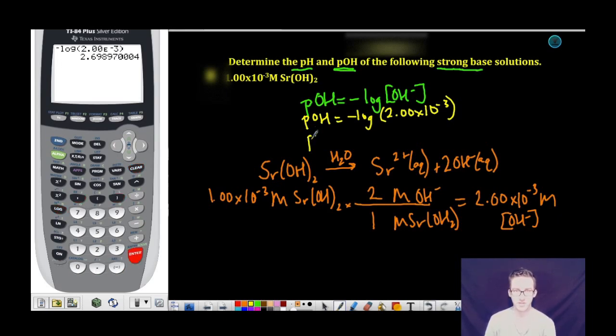My pOH value, notice I have 3 total sig figs, so I'm going to go to 3 sig figs after the decimal here. 2.699 for my pOH value.